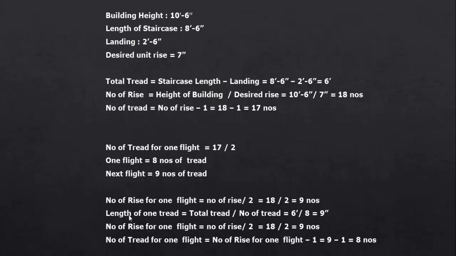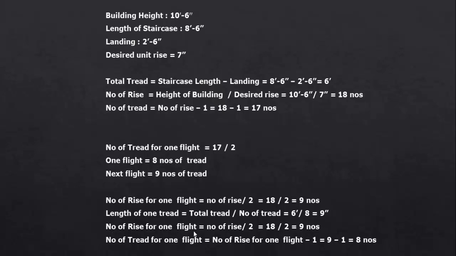Next, length of one thread will be total thread divided by number of thread. So total thread is 6 feet divided by number of thread 8. We have calculated this; in one flight I will take 8. So we are getting length of one thread 9 inch. Now number of rise for one flight will be number of rise divided by 2, so 18 divided by 2, that is 9 numbers.